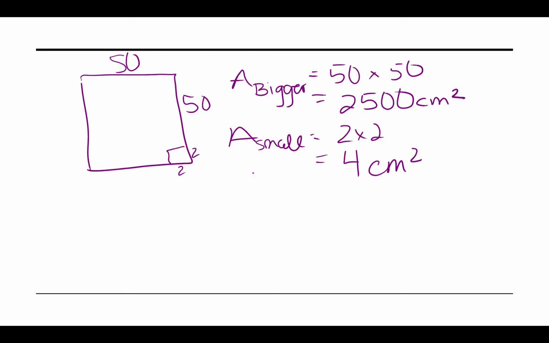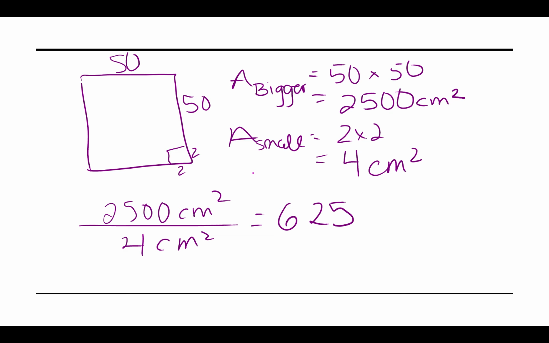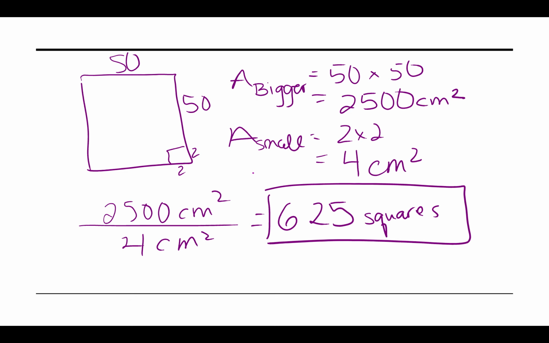Now that we have that, we can take the total area of the big square and divide by the total area of the small square. And when we do that, we'll see that 625 of the small squares can fit in the board game.